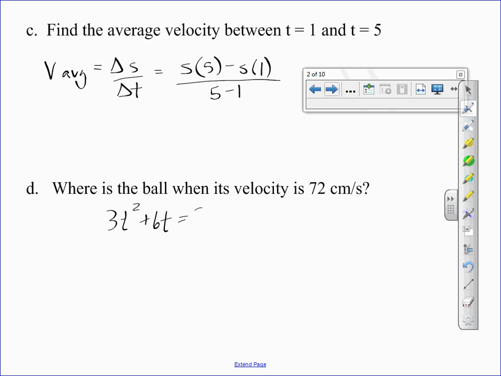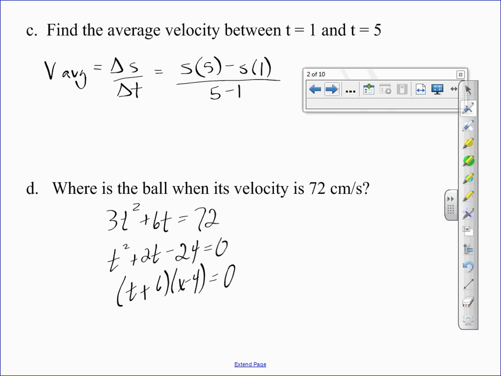equals 72. To solve for t here, I'm first going to divide by 3, and at the same time move the 72 over to this side, so I'll get 3 goes into 72 twice, 24. And now I'm going to factor this using my zero product property to find the answer. And I changed my t to an x, forgive me for that. And we'll get two answers here, that the time could be 4 seconds, or the time could be -6 seconds.